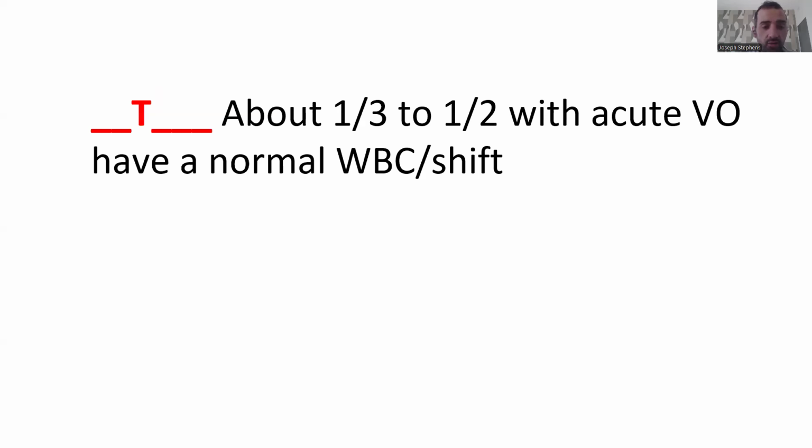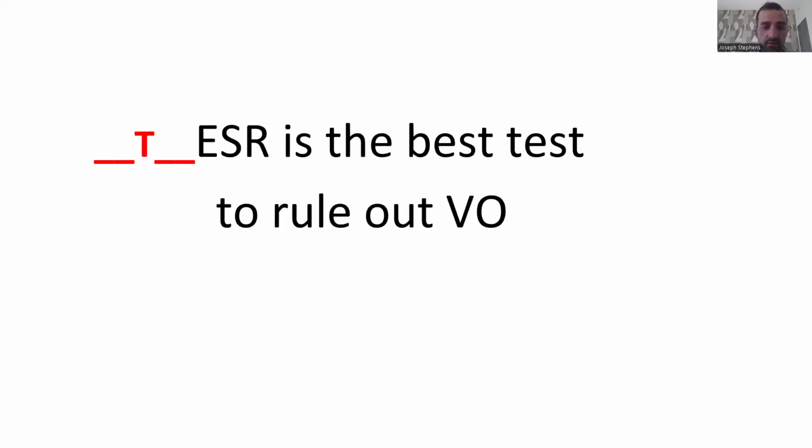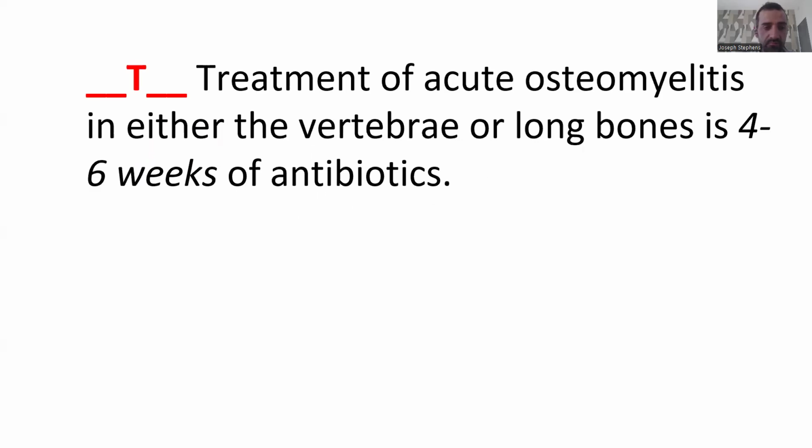True or false, about 1/3 to 1/2 with acute vertebral osteo have a normal white blood cell count or shift. That's also true. Again, it speaks to the importance of a broad illness script. True or false, ESR is the best test to rule out vertebral osteo. And the answer here is true. Increased ESR has been reported in 98% of cases of vertebral osteo. It's very helpful in excluding vertebral osteo.